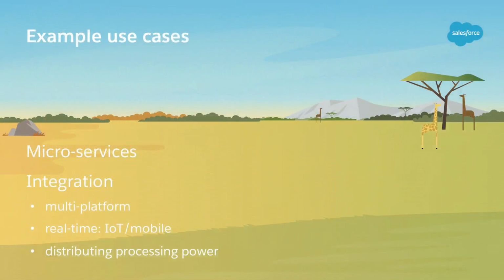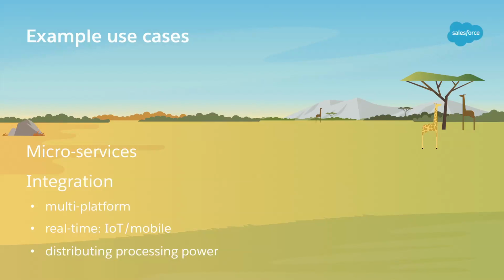So let's see how these can be used. One of the first reasons to use platform events is for microservices. You cannot really do platform microservices in Salesforce, but you can delegate microservices to an external system. For example, you could use a Heroku application and delegate some processing to it.